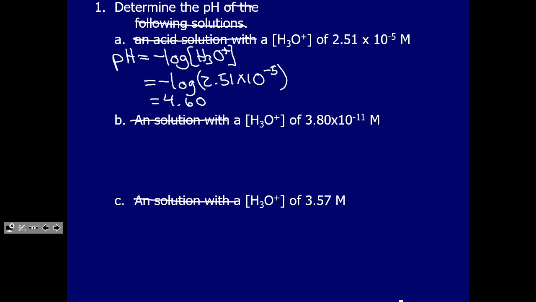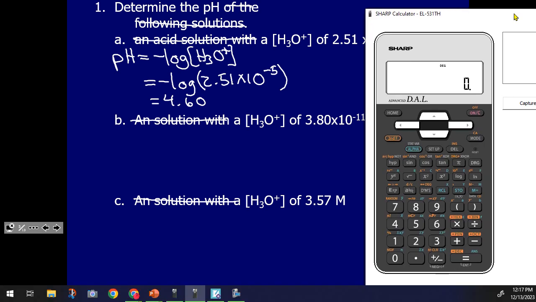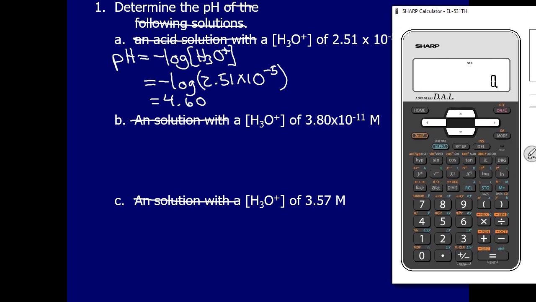And because I told Clarissa I was going to show it to her on a calculator, I'll show it to her. Oh, she's going to be furious. This is awesome. What am I going to do? I'm going to go negative log, and then I'm doing 2.51, and then I'm pressing EXP or EE from our training at the beginning of the year, and then I'm going to put negative 5, and then I press equals, and I get 4.60. Look at that. It's like a real calculator.